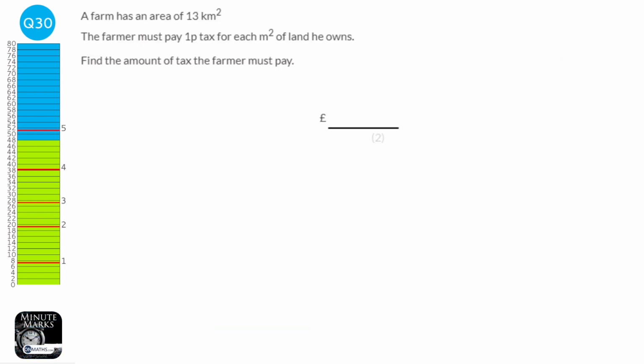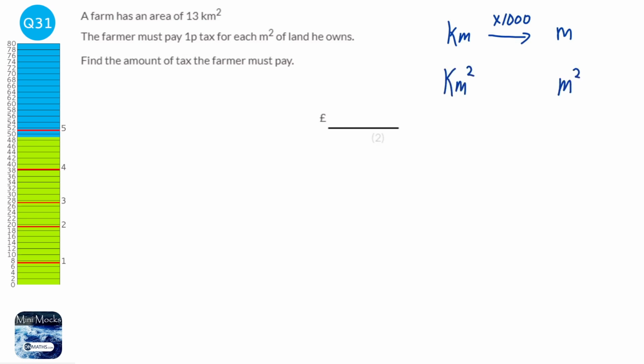So it's really important, first of all, that we make clear how we convert things. If I've got a unit in kilometers and I want to convert it into meters, then we just times it by 1,000. So 2 kilometers is 2,000 meters. But if I have something in kilometers squared and I want to convert it into meters squared, I actually times it by 1,000 squared, which is 1,000 times 1,000. So I'm actually timesing it by not 1,000, but 1,000 squared.